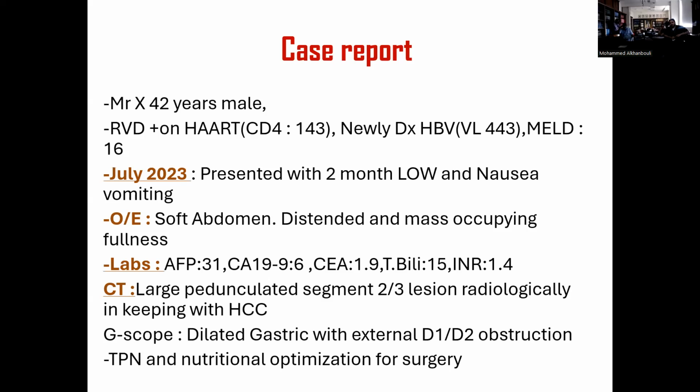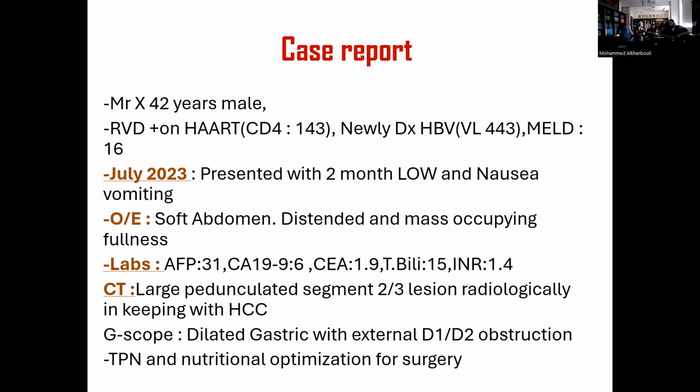He presented to us in July 2023 with a 2 month history of loss of weight, nausea and vomiting. On examination, his abdomen was soft, distended, but there was a mass occupying fullness. Lab wise, his AFP was 31, CA19-9 was 6, and CEA was 1. Total bilirubin was 15, and INR was 1.4. During admission, we did a CT scan, and it showed a large pedunculated segment 2-3 lesion, in keeping with HCC.